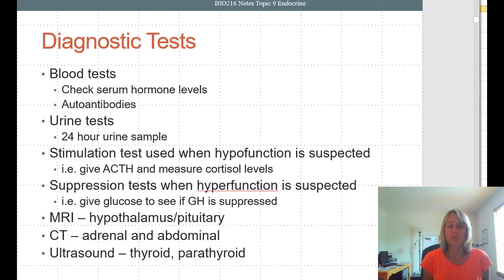You could also use suppression tests when hyperfunction is suspected. For instance, you could give glucose to see if growth hormone is suppressed by glucose, or if you have some hyperfunction of the anterior pituitary causing too much growth hormone release. You can also use MRIs for the hypothalamus and pituitary, CT scans looking at adrenal and abdominal tumors, and ultrasounds are good for thyroid and parathyroid.